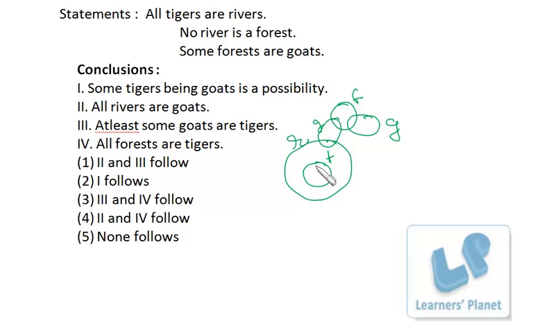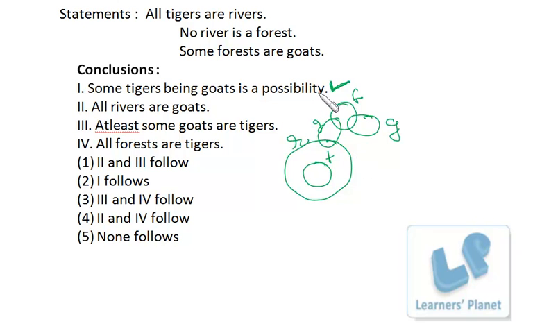Let's see the conclusion. After that we'll see whether there's a possibility or not. So some tigers being goats is a possibility. If this circle intersects the circle of tiger, then there is a possibility that some tigers are goats. So this is just a possibility, not surety, because it is not always true. As I've drawn this case, there is no intersection between tigers and goats. But yes, if I draw this circle bigger, intersecting with the circle of tiger, that can be drawn, right? So there is just a possibility.